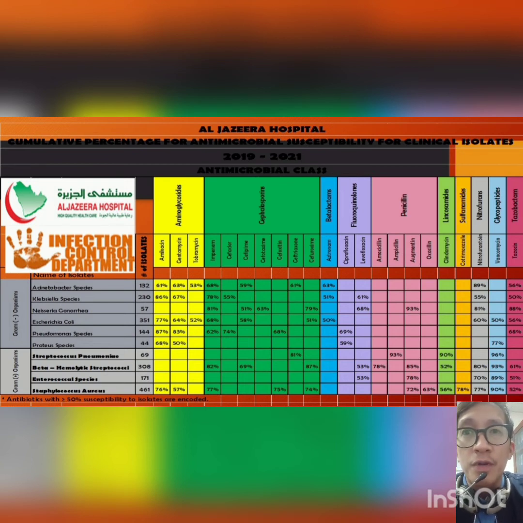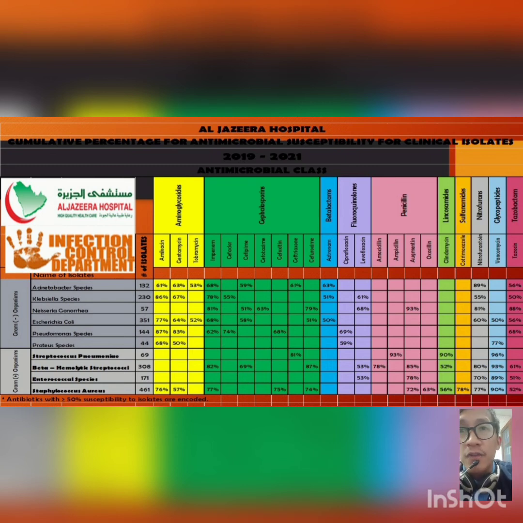Let's start with Streptococcus pneumoniae with a total of 69 clinical isolates, susceptible to ceftriaxone, ampicillin, clindamycin, and vancomycin. The second one is beta hemolytic streptococci with a total of 308, susceptible to imipenem, cefepime, cefuroxime, levofloxacin, amoxicillin, augmentin, clindamycin, nitrofurantoin, vancomycin, and tazocin.